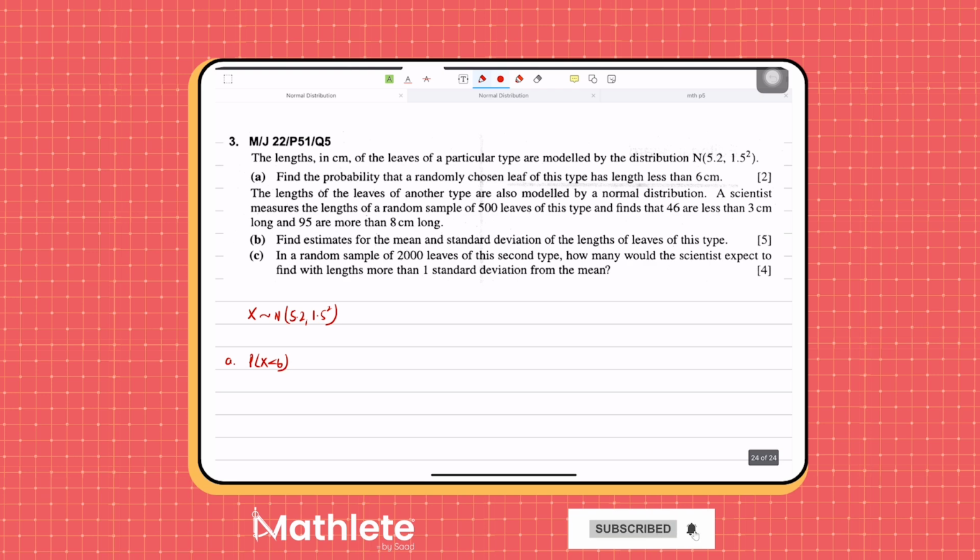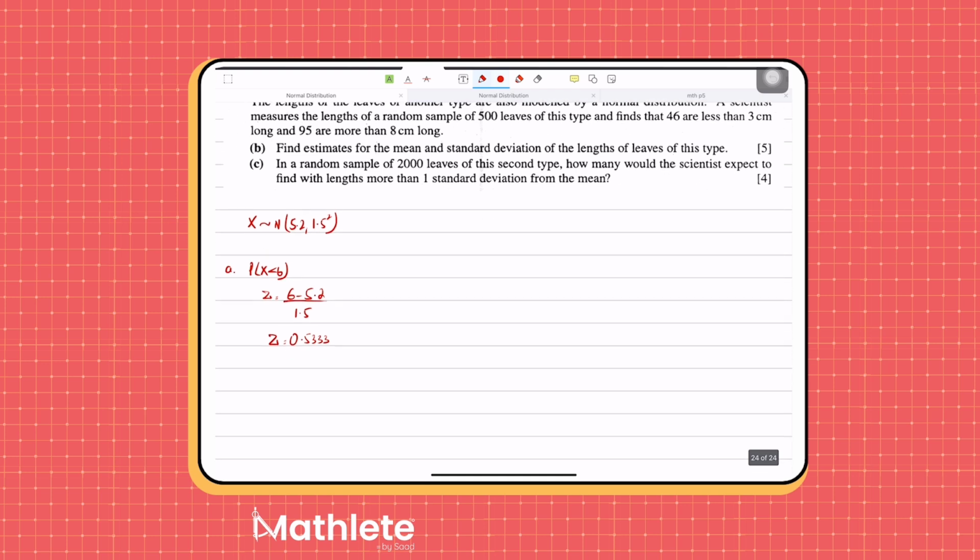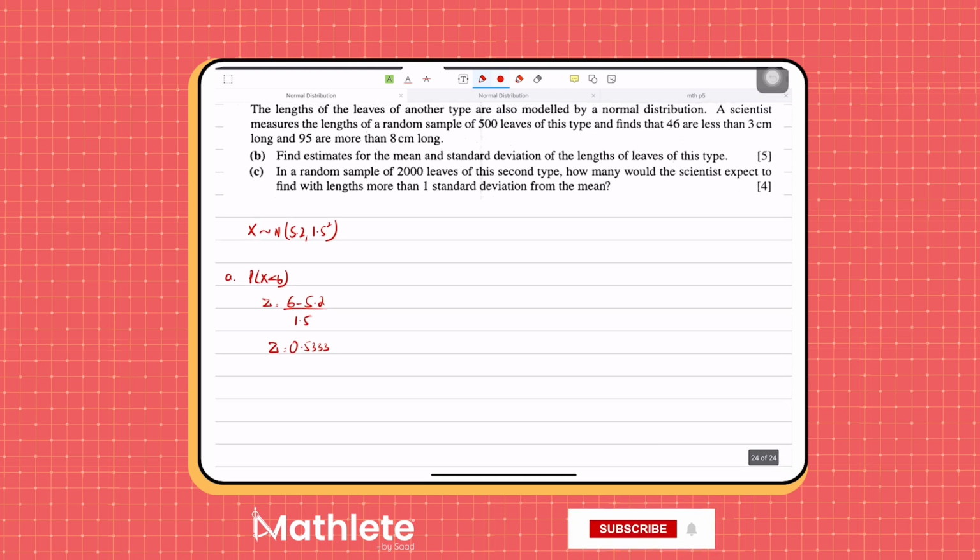So first thing we have to do is find the z-score of 6. That means (6 minus 5.2) over 1.5. Remember, it's always divided by the square root of the variance, which is the standard deviation. So this means 6 minus 5.2 divided by 1.5. So we're looking at 0.5333. So z is equal to 0.5333, although 3 decimal places are enough.